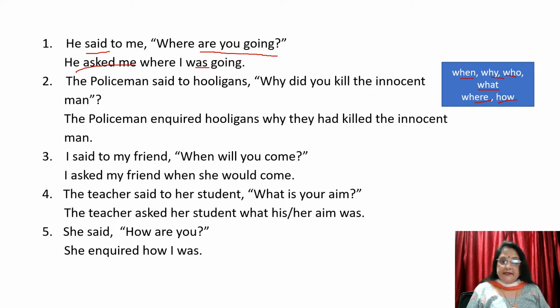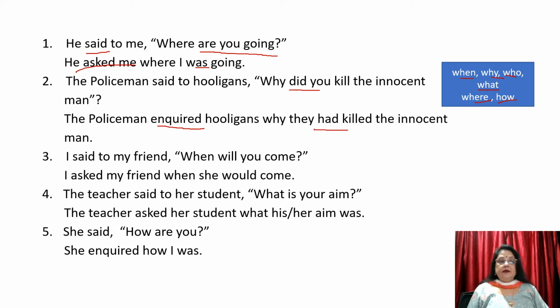The policeman said to the hooligans, why did you kill the innocent man? The policeman inquired. पुलिस हमेशा इंक्वायरी करती है, isn't it? The policeman inquired of the hooligans why they had killed the innocent man. Why they had? Why had? Because this is in past indefinite tense, which will change into past perfect tense. And past perfect tense में had लगता है. Okay.